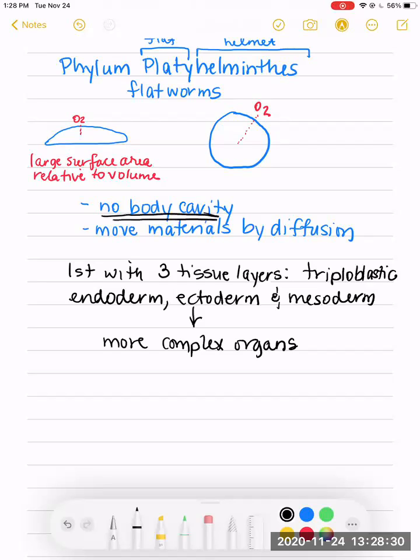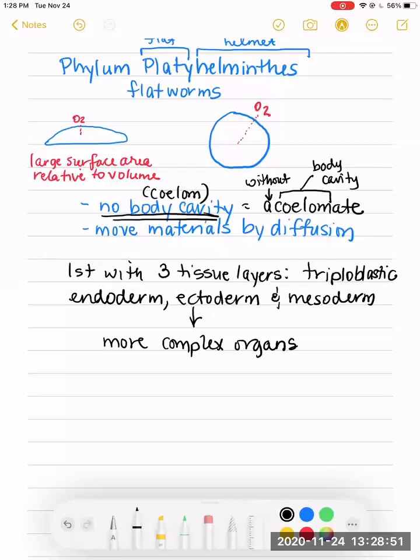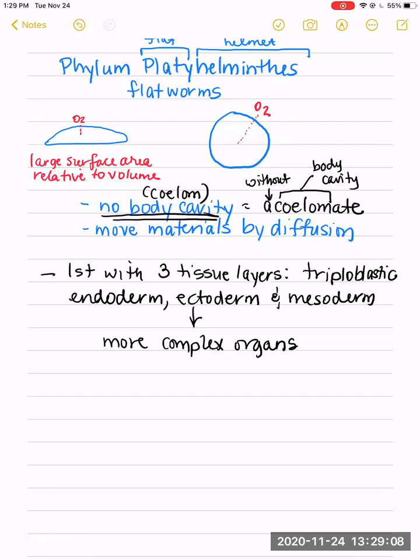Not having a body cavity is called being acoelomate. A coelom is a body cavity. So a means without, and coelom is the body cavity. When we talk about the advantages to having a body cavity, it will make more sense why it's a big deal to not have a body cavity. So that's coming up soon. So first with three tissue layers, they can develop more complex organs, but again, they can only get so complex because they don't have a body cavity.